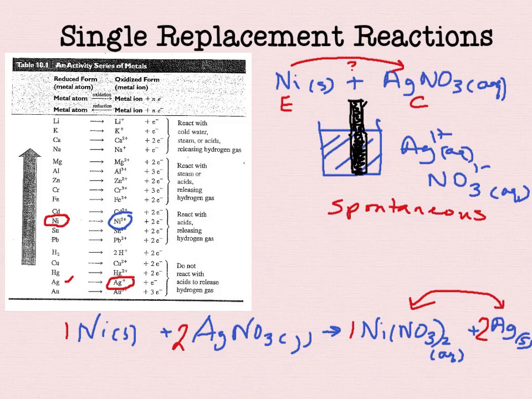The second example we'll do is similar, and the question in your booklet is about aluminum in an acid solution. So if you put a piece of aluminum foil as a solid into an HCl solution, say a concentrated hydrochloric acid solution, will it happen?